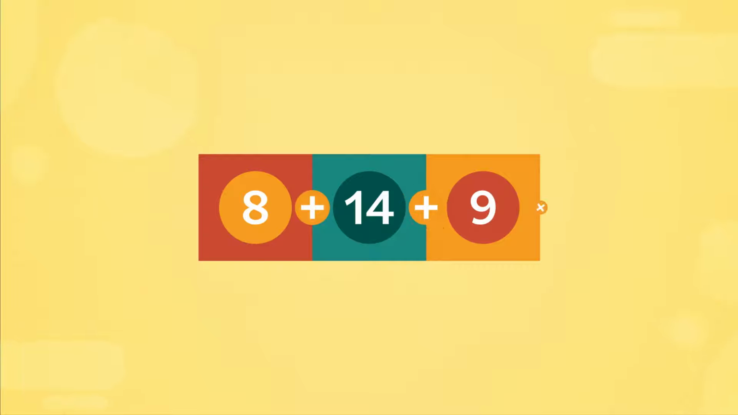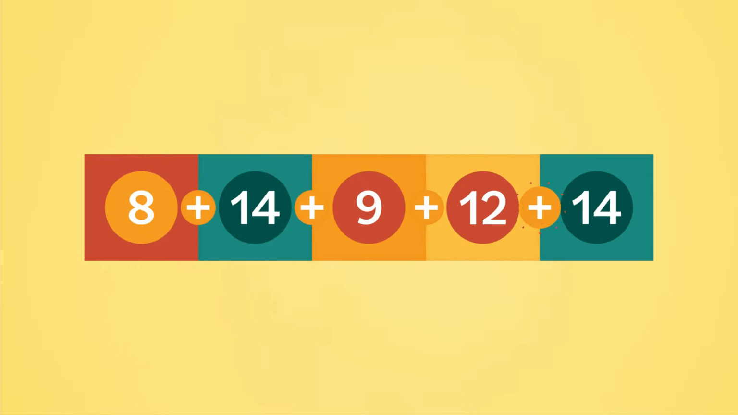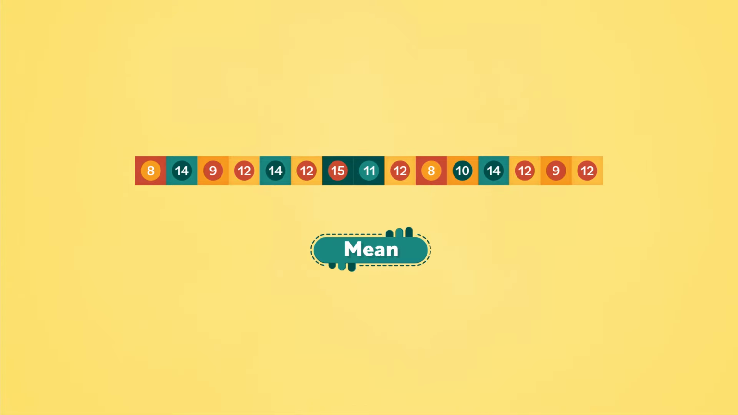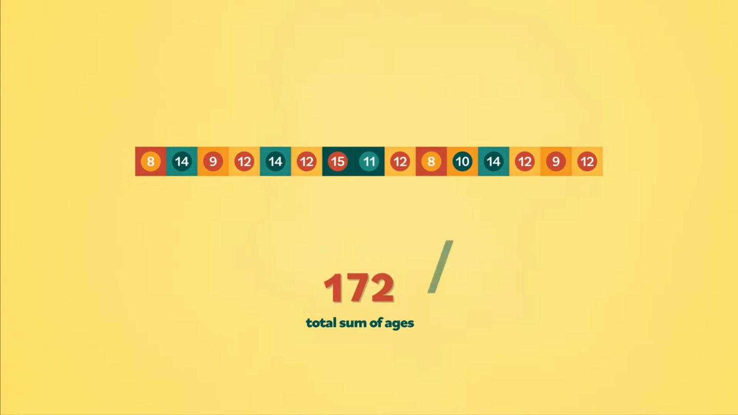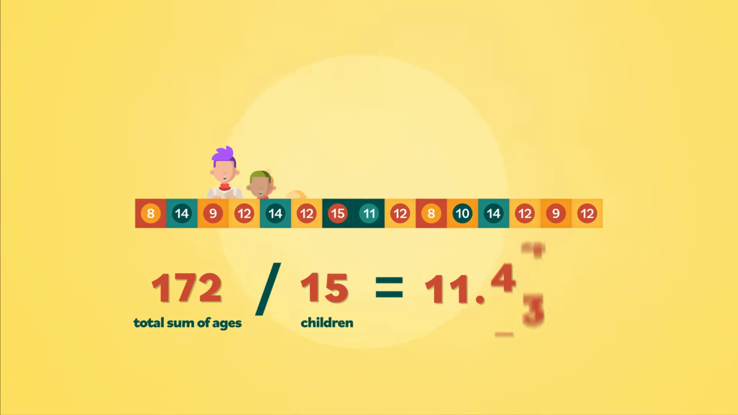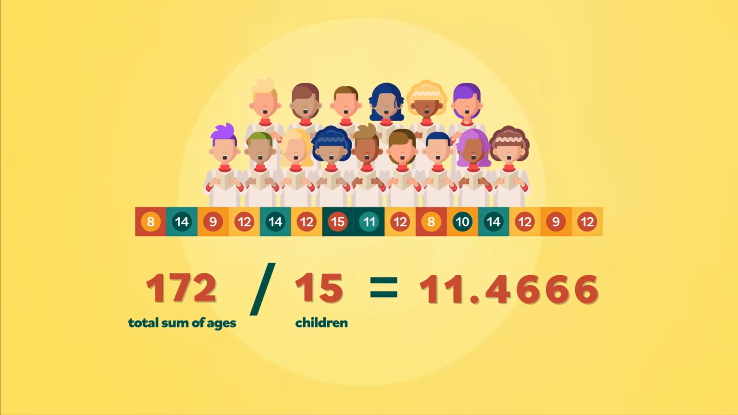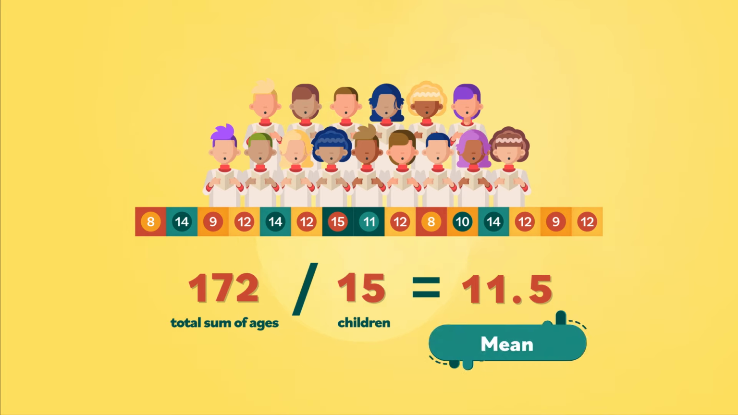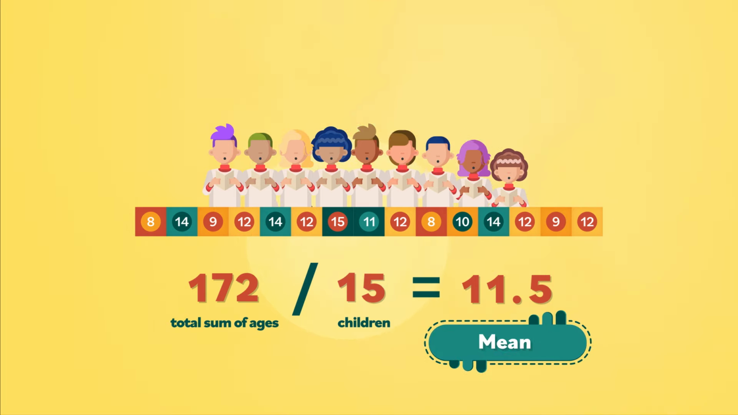If you add up all of their ages and divide by the total number of kids, this will give you the mean. The sum of their ages is 172, divided by 15 children in the group. This equals 11.46, with the 6 repeating, which will round up to 11.5. So the mean age is 11 and a half years old.